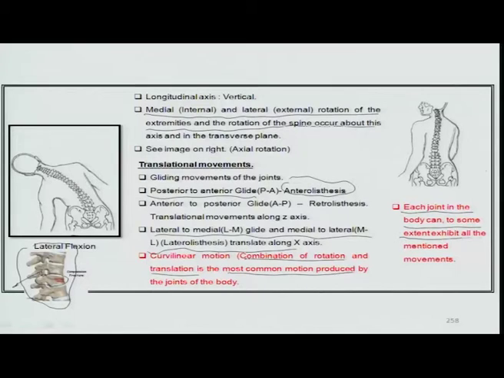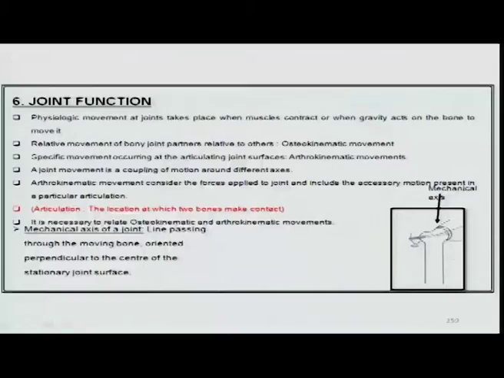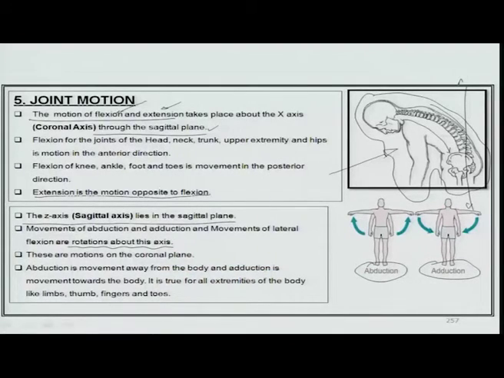So each joint in the body can, to some extent, exhibit all the mentioned movements within some limitations. Beyond a certain range, if such movements happen, they would lead to permanent damage or set, and it is no longer repairable through chiropractic means, but you have to actually go ahead and do surgical techniques in order to put things back into place. So that is how I would record all the sort of motions related to the joints.